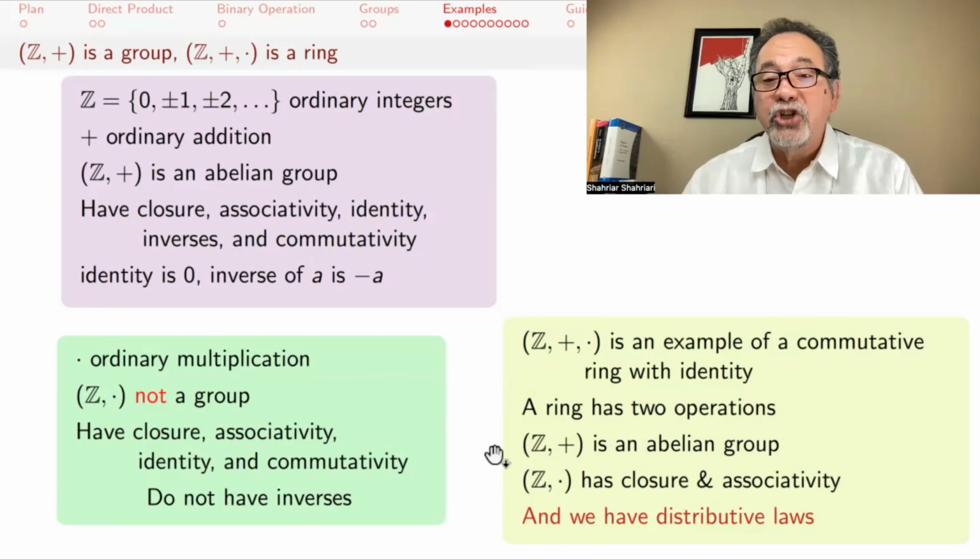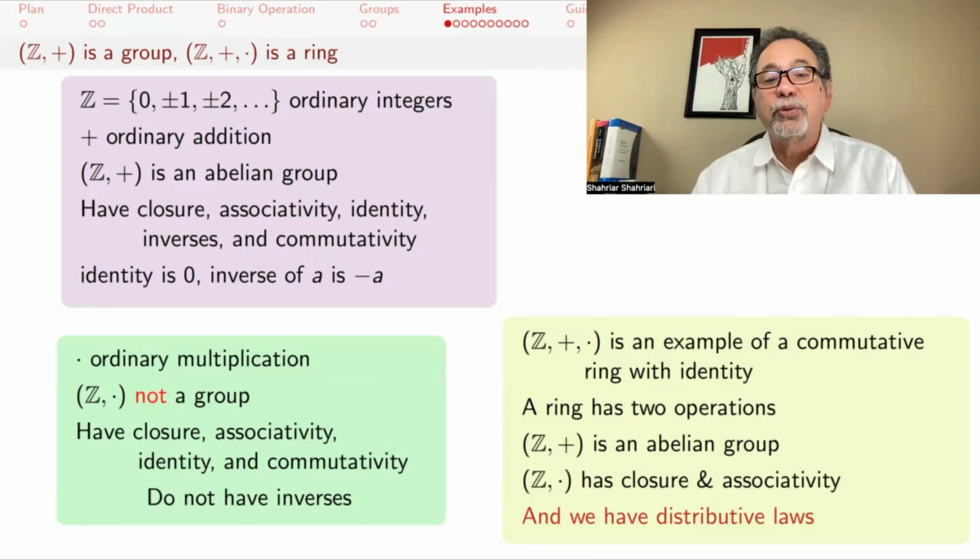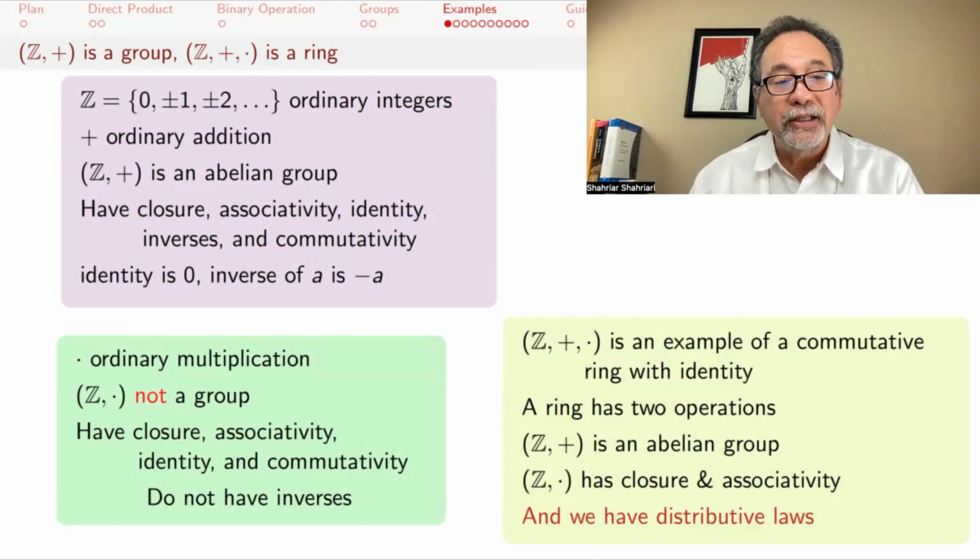If the multiplication is also commutative, then it's called a commutative ring. If multiplication has an identity, then it's a commutative ring with identity. And the integers with plus and multiplication is an example of a commutative ring with identity, which in ring theory lectures we'll study in some detail.